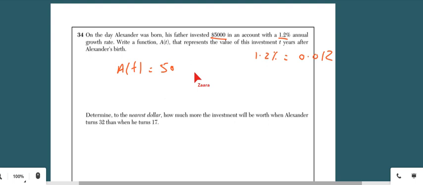It is the principal amount times 1 plus the rate, because it is a growth rate, it is an increasing function, so we add, raised to the power of t. Clear? Is it clear?